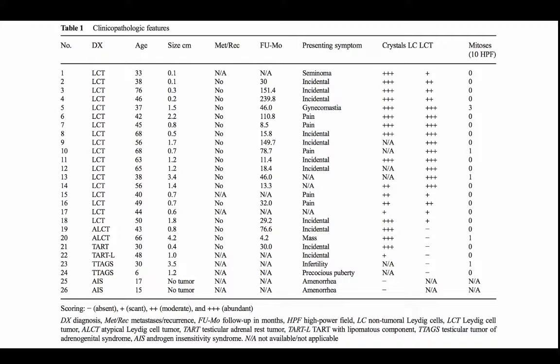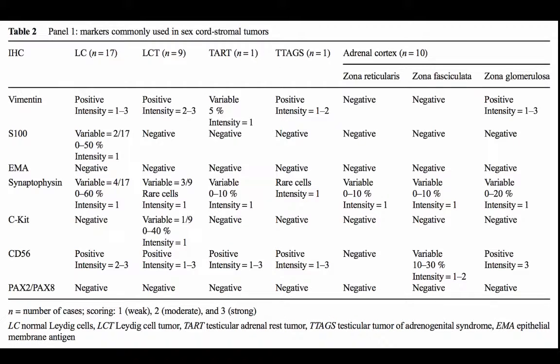This is the clinical pathologic features. Not too surprising. 2 of the Leydig cell tumors showed atypical morphology, so we separated them out a little bit. And 1 of the testicular adrenal rest tumors had a prominent lipomatous component. But mostly young-aged to middle-aged people, mostly small nodules. All of these cases behaved in a benign fashion. None of them had metastasis at the follow-up months that you see. Most of them presented as a mass, but some of the Leydig cell tumors did have hormonal manifestations.